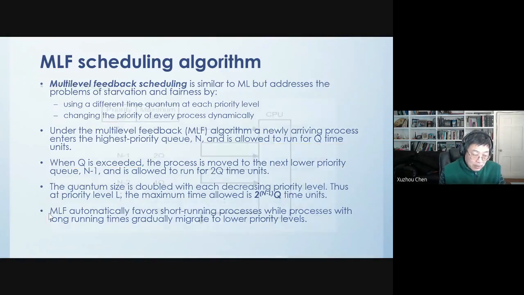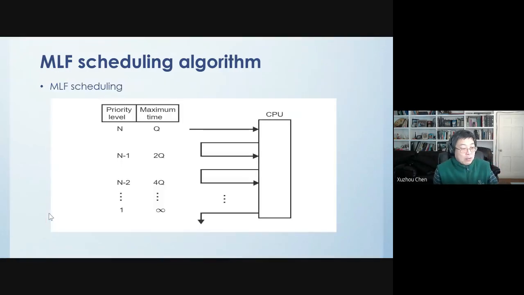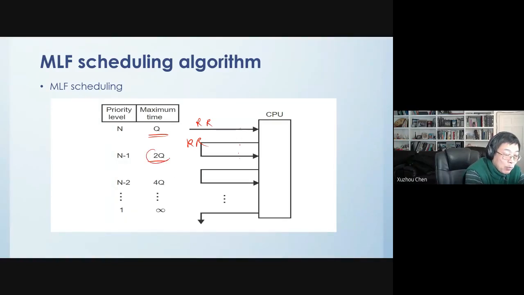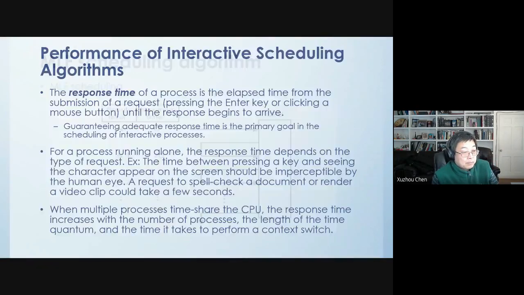So this is the multi-level scheduling algorithm. Each level uses round robin. As the level becomes lower and lower, the priority is lower and lower, and the time quantum becomes bigger and bigger. Each time the time quantum doubles. Okay, so that's basically the idea.